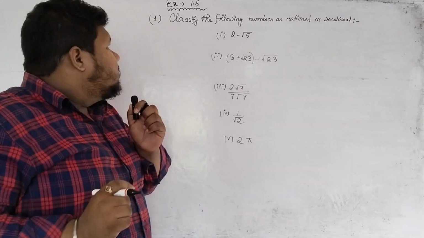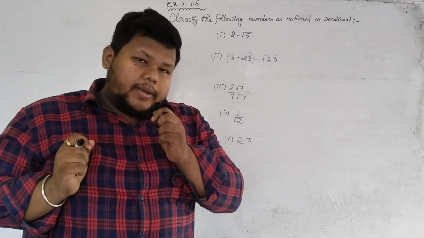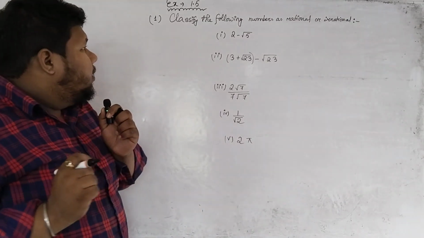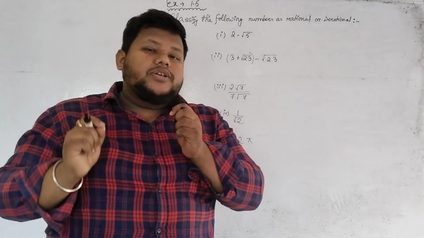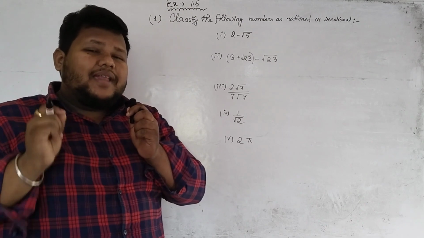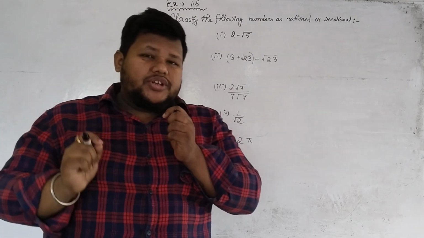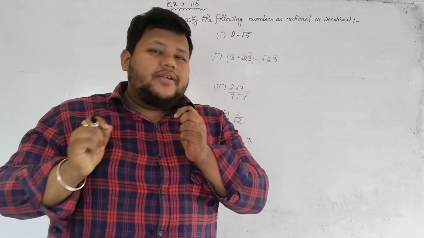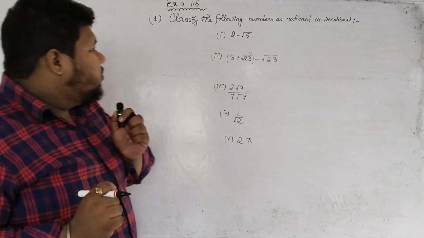Today we are going to discuss exercise 1.5. Okay, so first, question number 1: classify the following numbers as rational or irrational. That means you have to identify and tell which number is a rational number and which number is an irrational number. Okay, let us look at the first question.